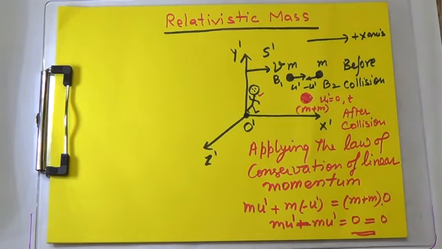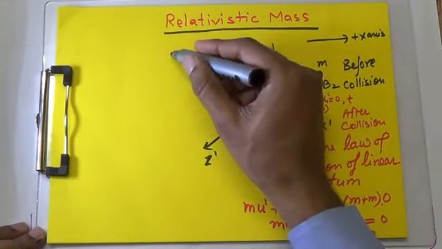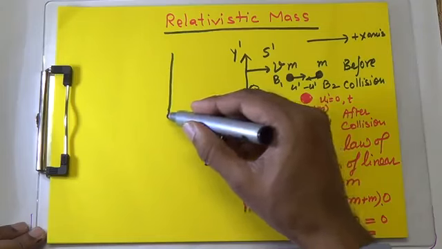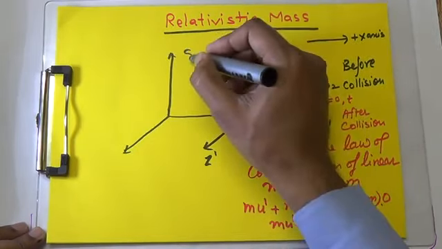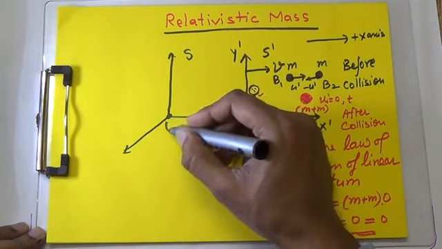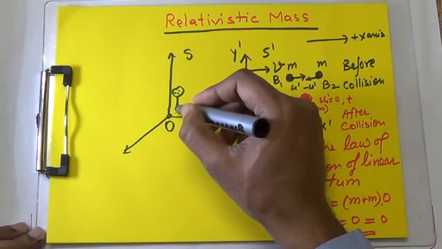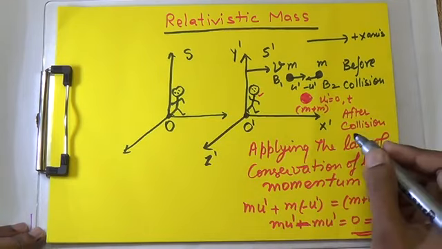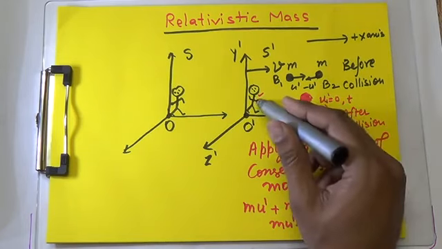Now we have to find out basically, this S prime frame is moving relative to the S frame. This is our S frame, and at the origin basically we can assume an observer here. This is an observer O. So this was the situation according to the O prime observer.